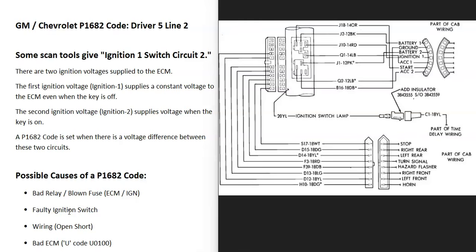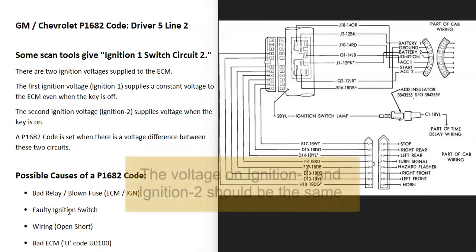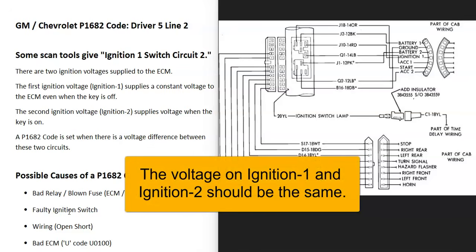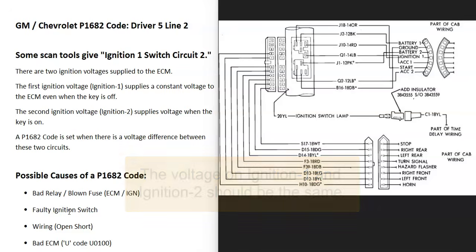And then there's a second ignition voltage that only comes on when you turn the key into the on position. And so when you put the key in the on position, you're going to get another ignition voltage, which is going to supply voltage to other things. And for some reason, these two ignition voltages are not the same. They're different. And the computer's seeing this, so it's sending out this P1682 code.